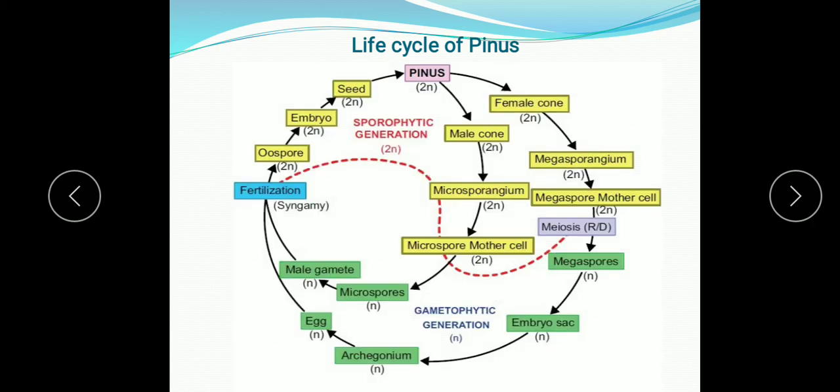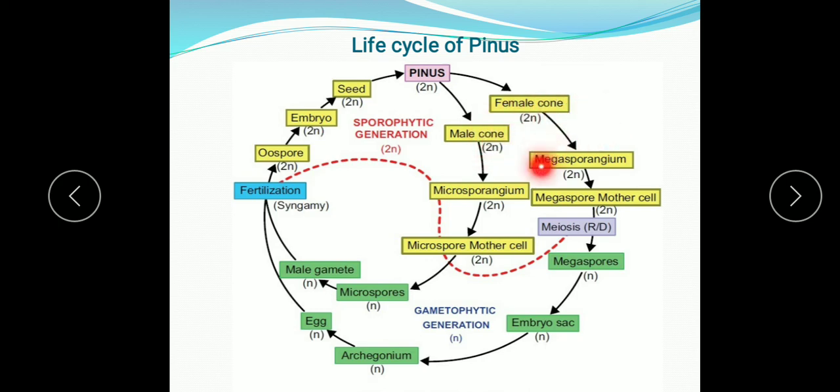Now we will study the life cycle of Pinus, one of the gymnosperms. So we will understand what type of plant body it is, as well as what is the sporophytic generation and what is the gametophytic generation. So in Pinus, as I said, in the gymnosperm the male and female reproductive structures are the cone, meaning all these sporophylls arrange compactly and form the cone or the strobili. These strobili or cones are of two types, female cone and male cone.